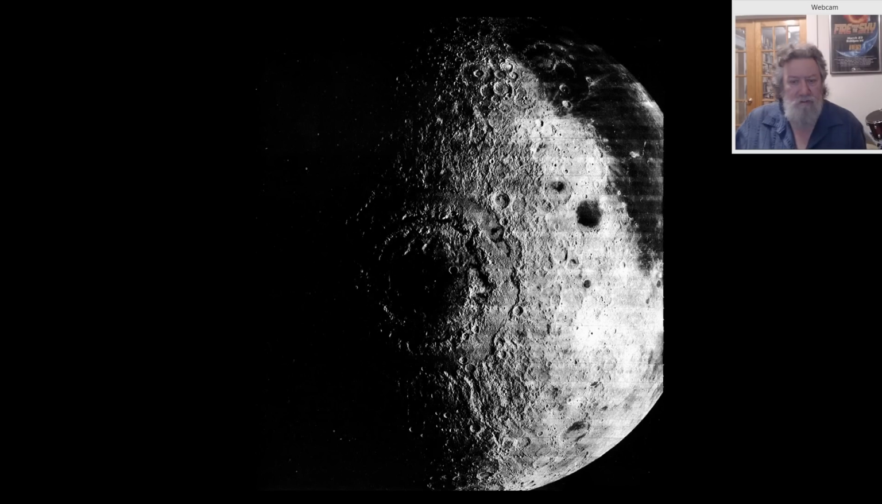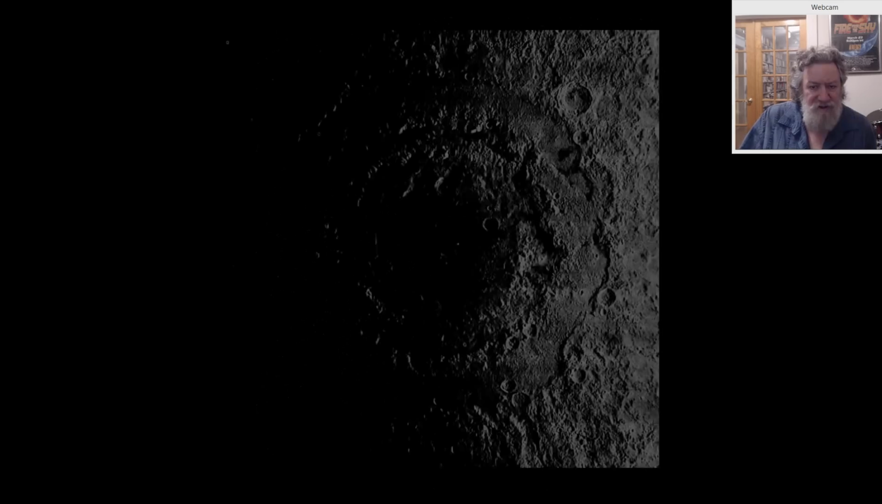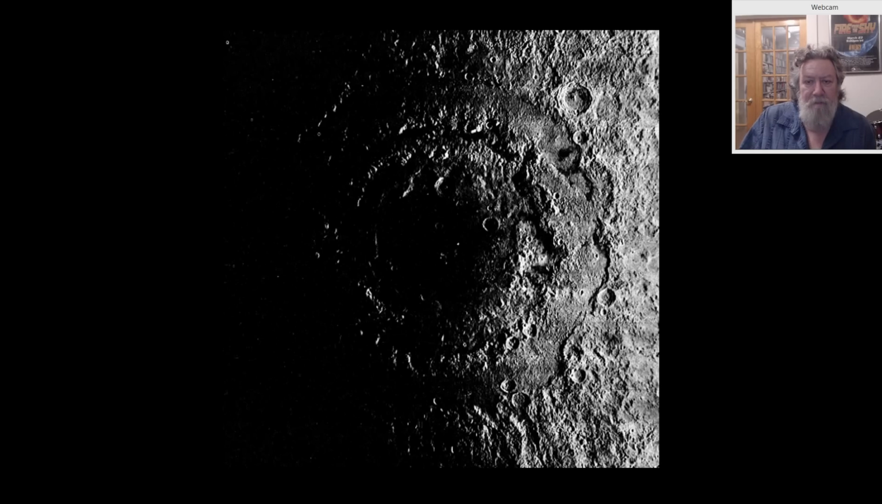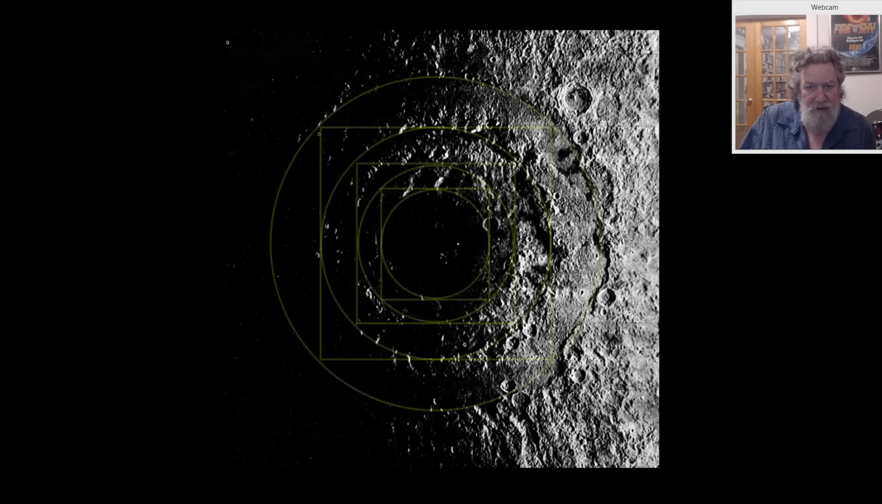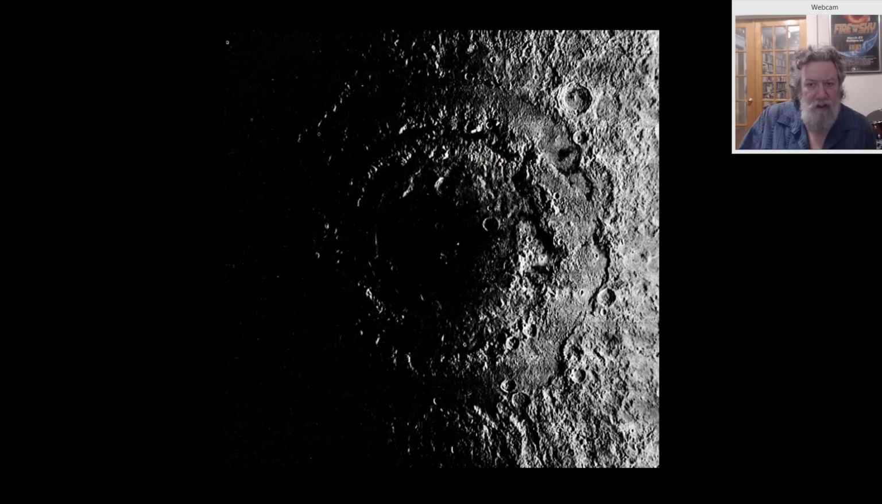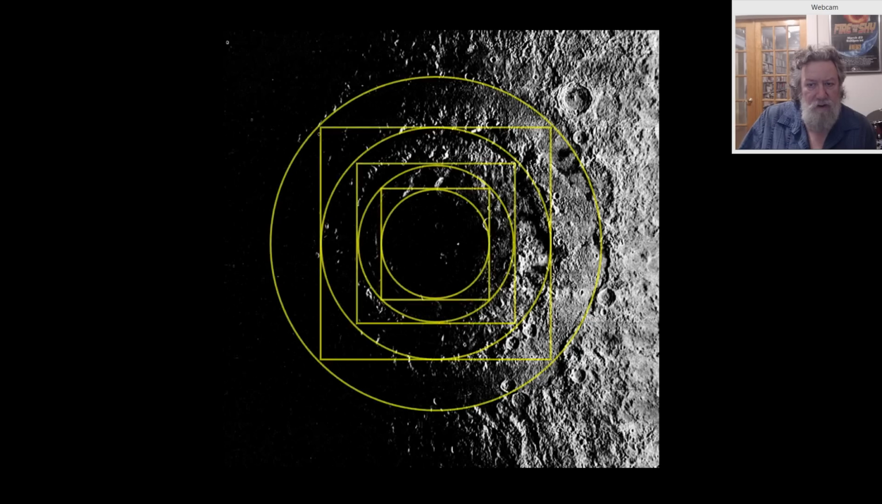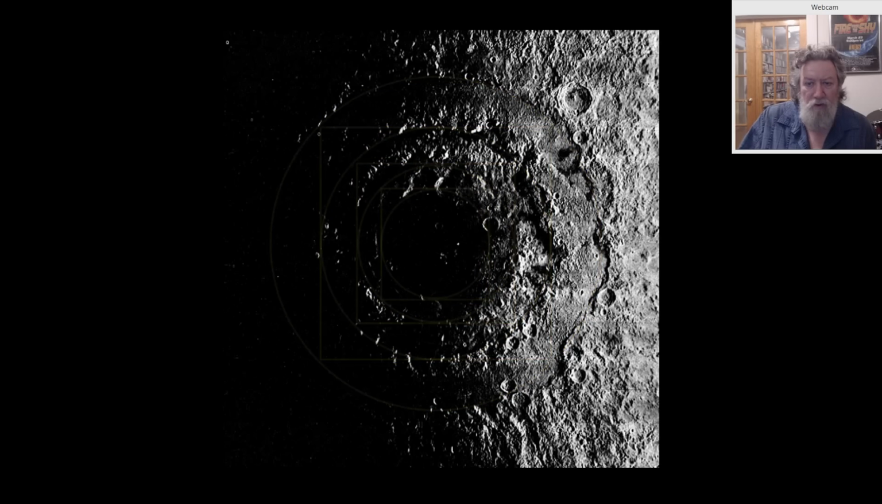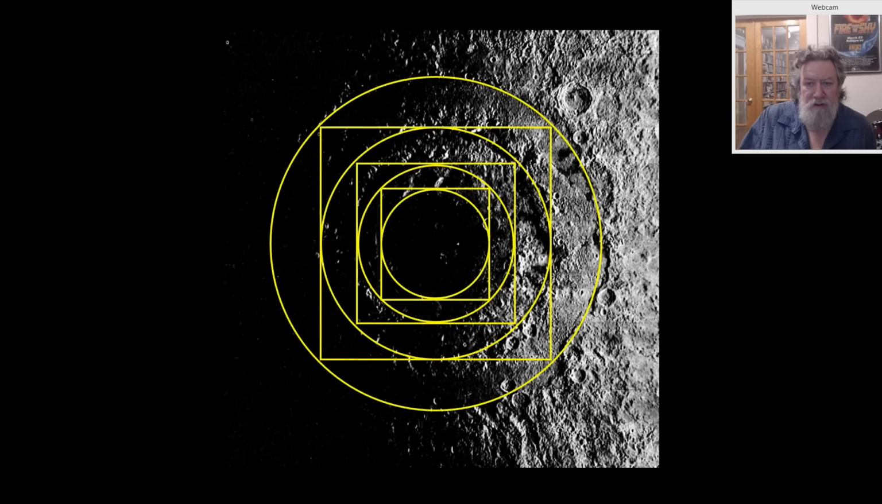And here's Mare Orientale on the moon, where the root 2 spacing ratio is pretty clearly indicated, and I'm going to superimpose the pattern that we just developed on it, and you can see that it conforms to this spacing ratio.